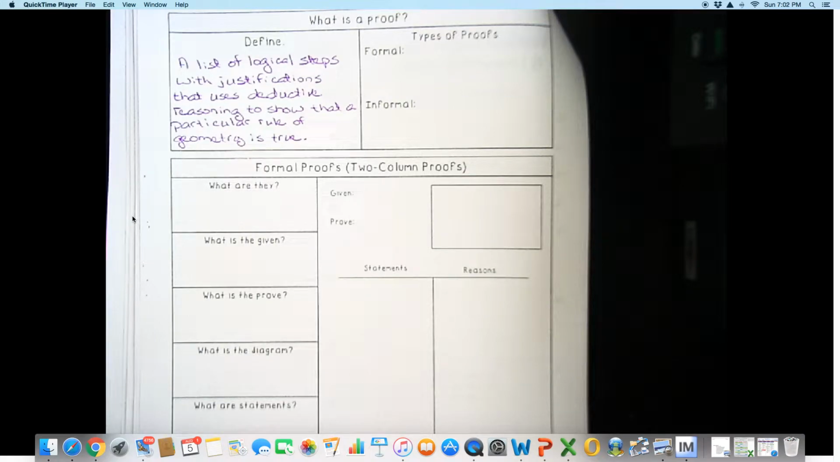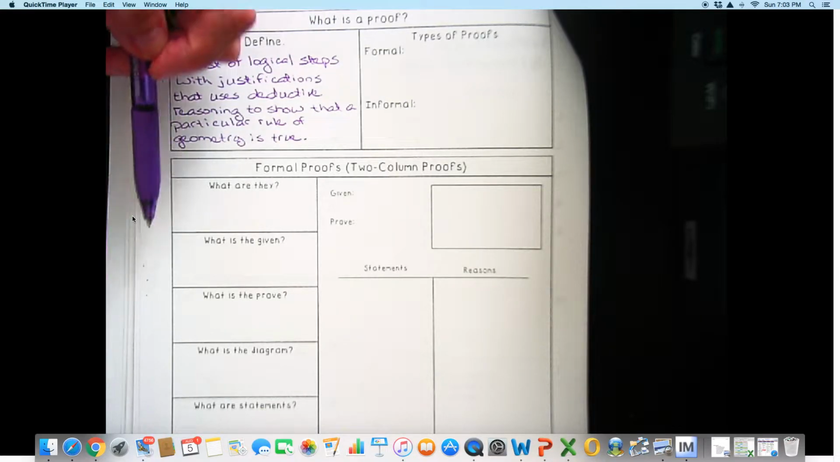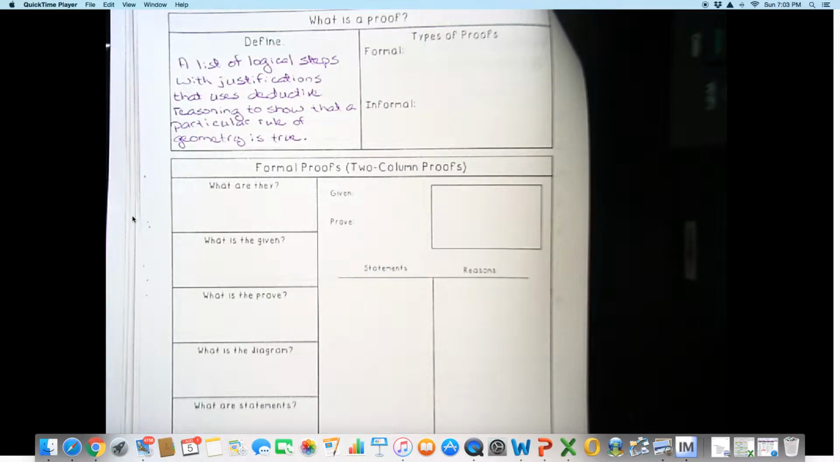Hi everyone, we're going to talk about proofs today. A proof is probably something you've never worked with before or never heard of before. And if you're still not 100% clear on what it is when we're done with this, that's okay. We're going to talk about it a lot in class.